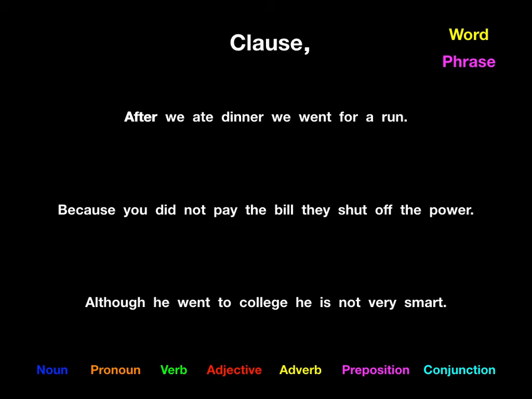While we could go through the process of finding our subjects and verbs for each of these sentences, we might also note that these sentences begin with signal words for clauses. After, because, and although are all signal words that denote a dependent clause. If we know these words, we can then find the end of this clause and place a comma. After we ate dinner, comma, we went for a run. Because you did not pay the bill, comma, they shut off the power. Although he went to college, comma, he is not very smart.